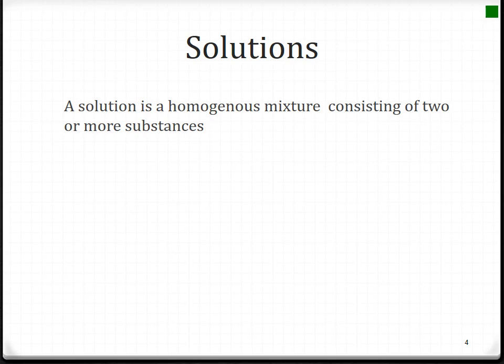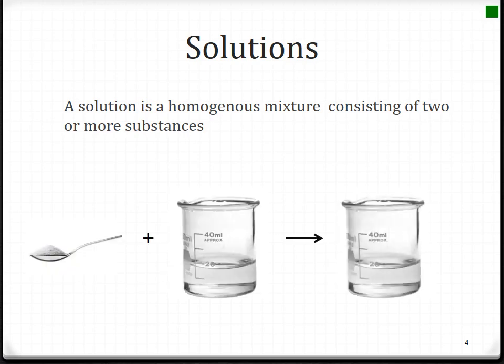A solution is a homogeneous mixture consisting of two or more substances. A homogeneous mixture is a type of mixture with a uniform composition. This means that the substances cannot be distinguished easily from one another. An example will be salt water. When you look at salt water closely, you can't see the salt particles anymore. Therefore, this is a homogeneous mixture.